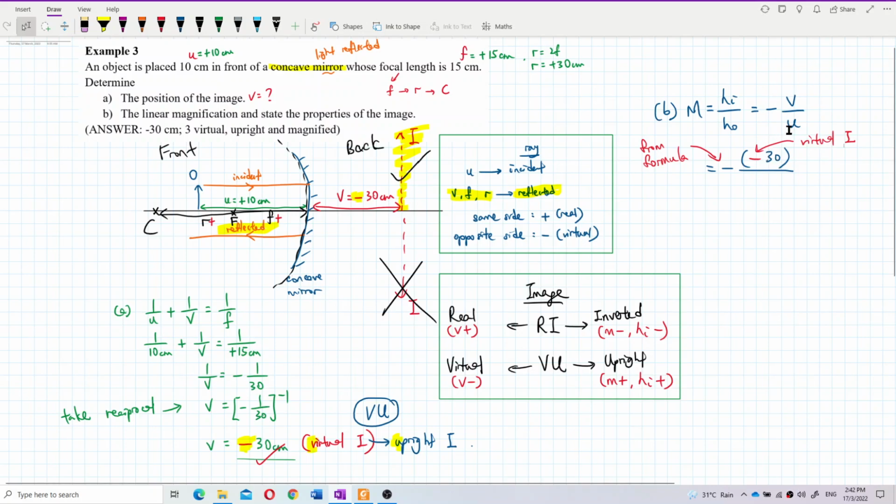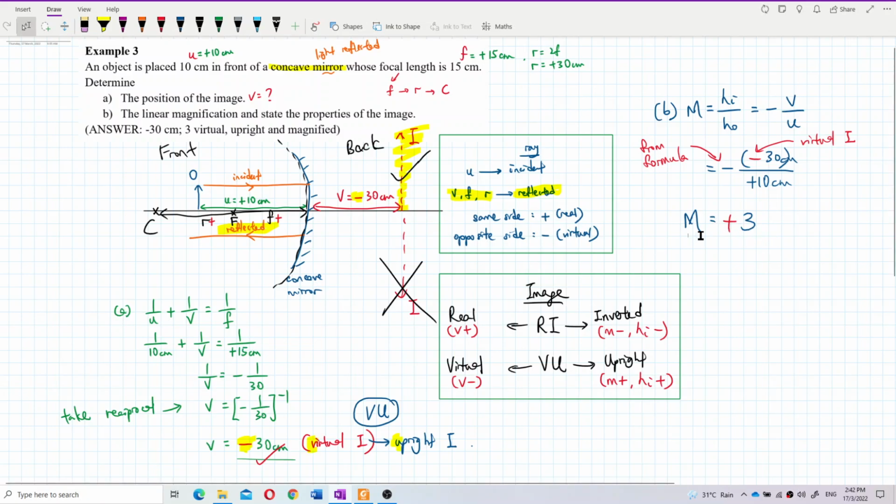Okay, and then U is the object distance, positive 10 centimeter. Write that down, yeah? Positive 10 centimeter. Okay, so now negative becomes positive. So 30 divided by 10, you get 3. So magnification is positive 3.